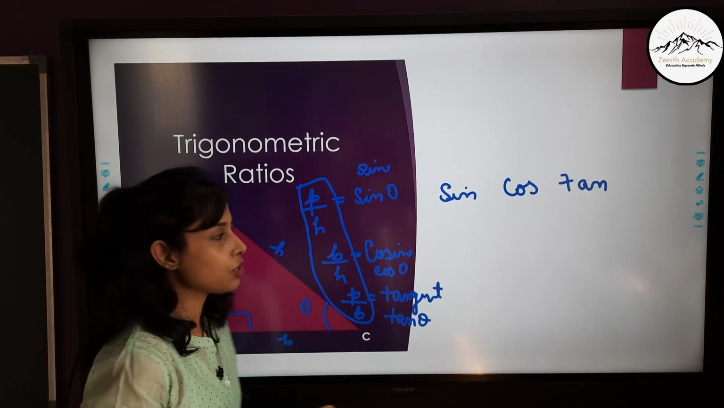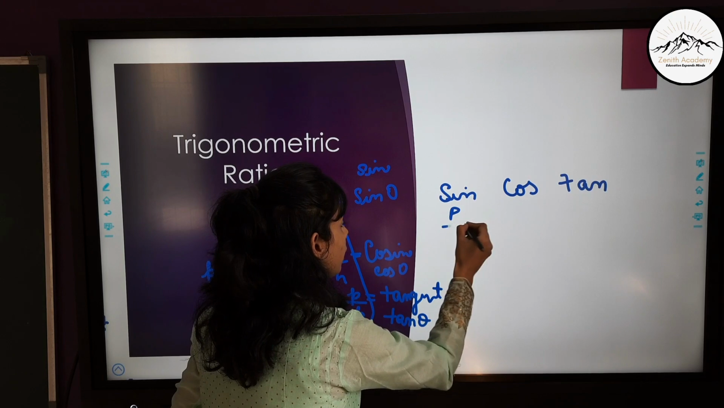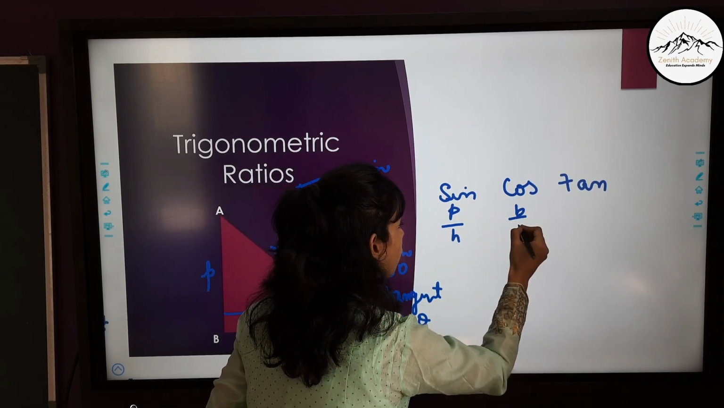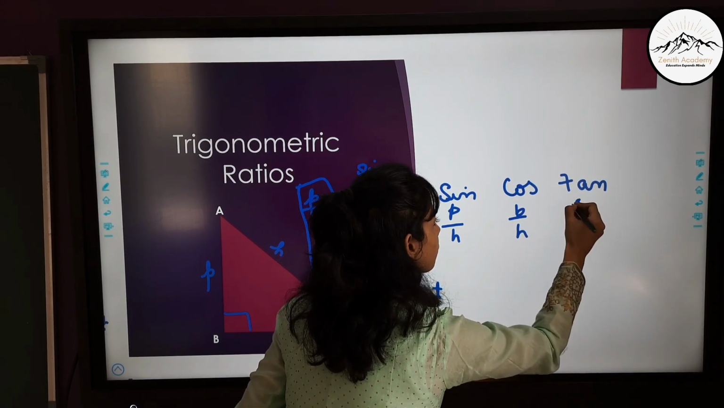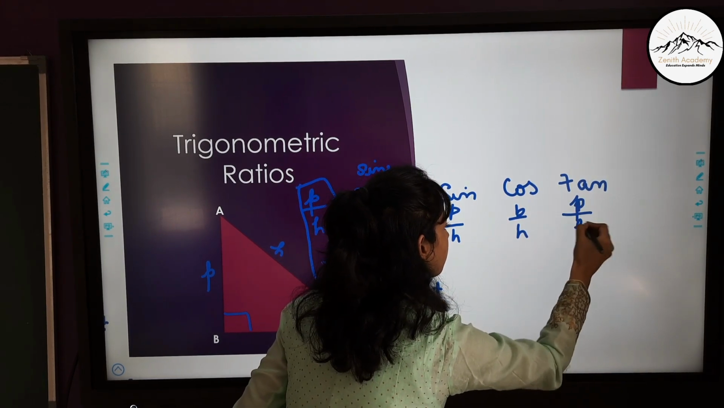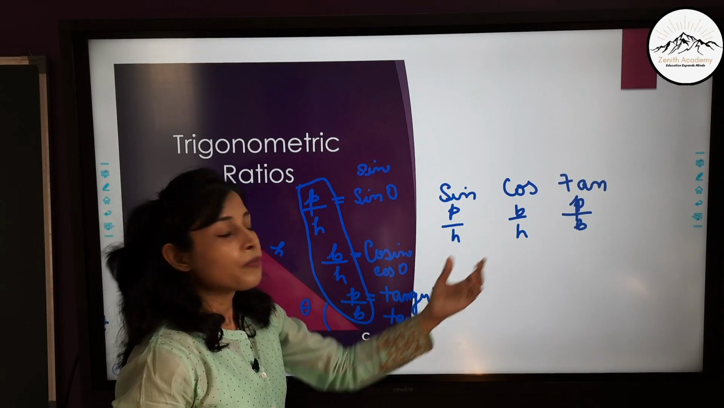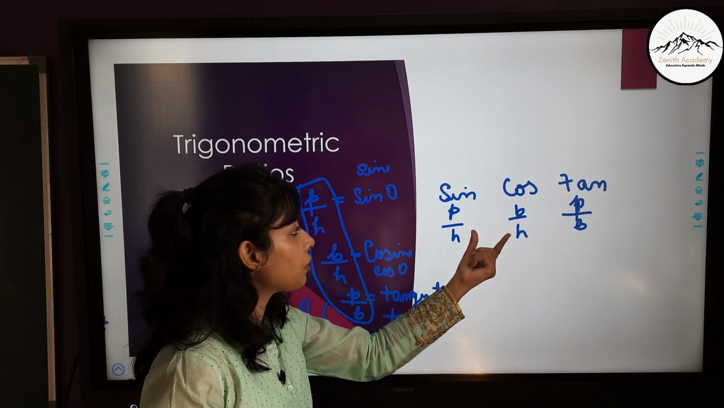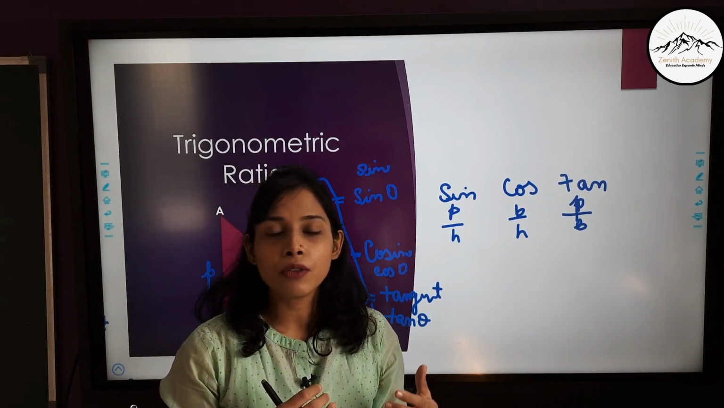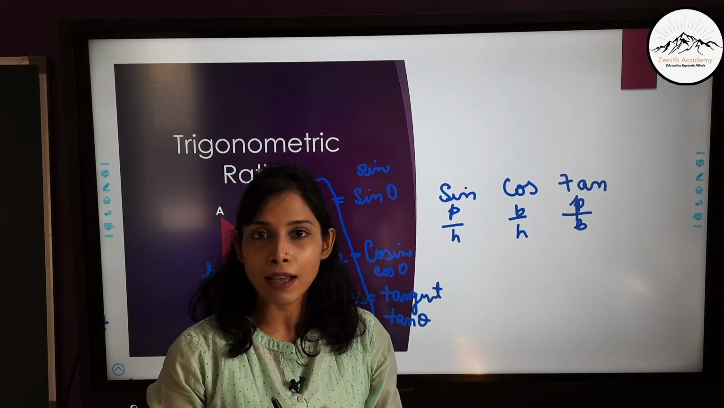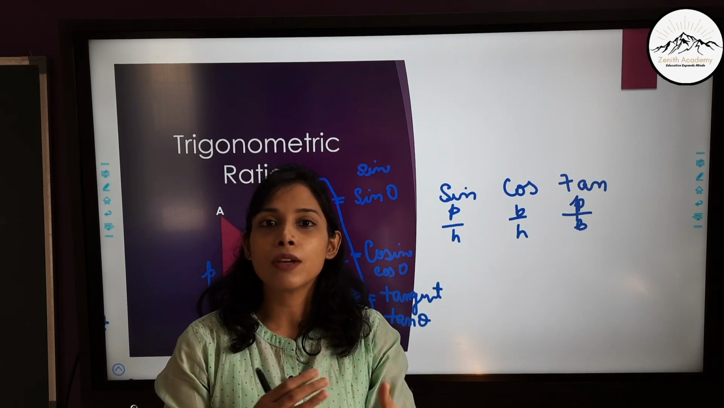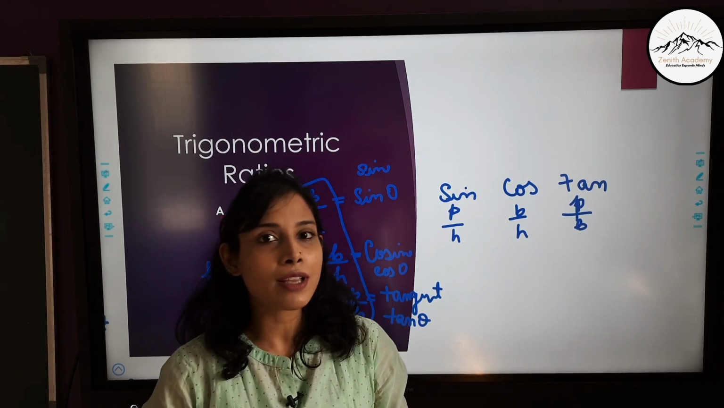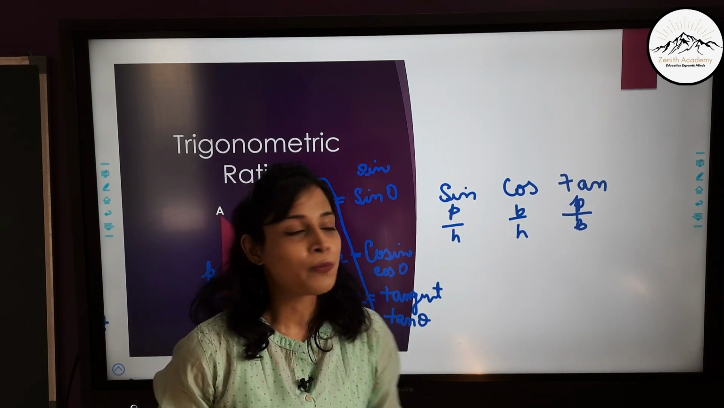How to learn these ratios? This is perpendicular upon hypotenuse, base upon hypotenuse and perpendicular upon base. So, we have a video on the trick how to learn these trigonometric functions. We have that phrase, some people have curly black hair through proper brushing. That trick we have covered in a different video. Please do check it out. And if you have any different phrase, please do let us know in the comments below.